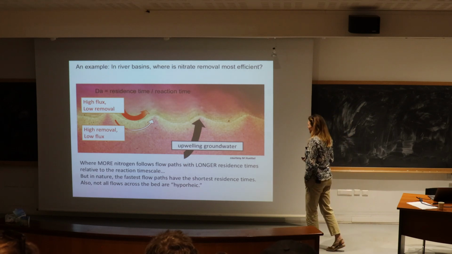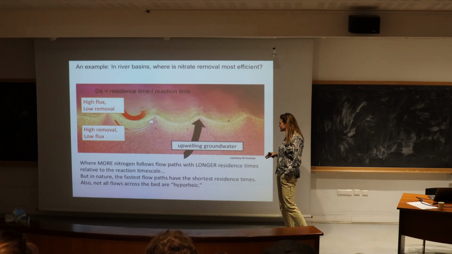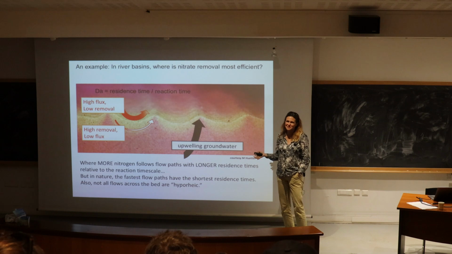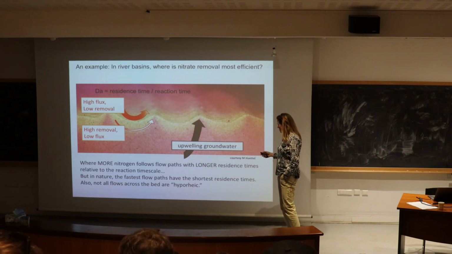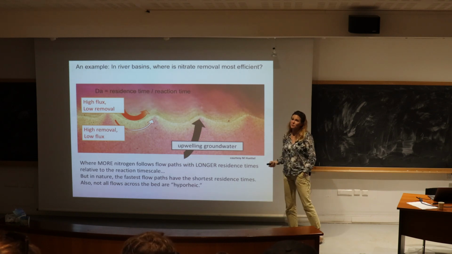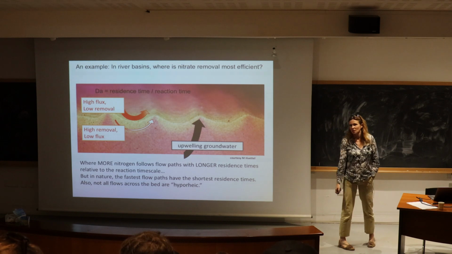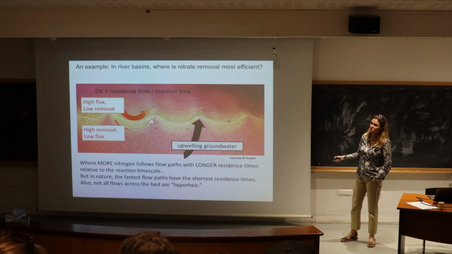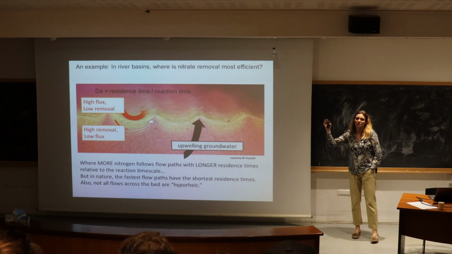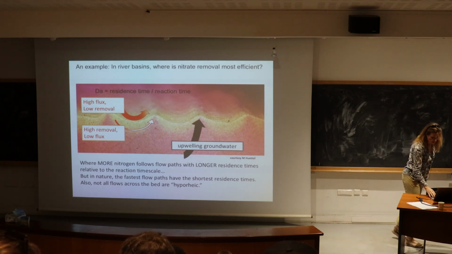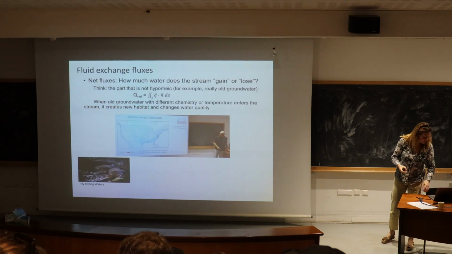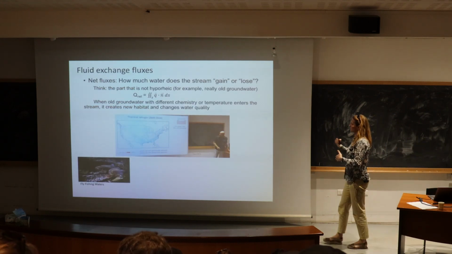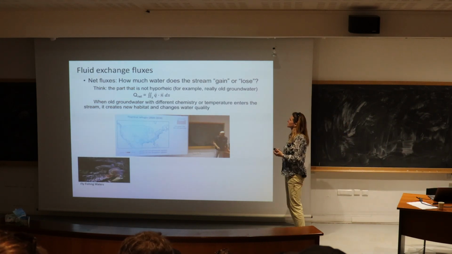Now the challenge though is that in nature the fastest flow paths have the shortest residence times. Another challenge is that not all flows across the bed are hyporheic, and so these upwelling flows, for example, can be new inputs of nitrate. And we also want to know about nitrate transformations along those flow paths before that groundwater emerges within the stream. But we can conveniently start by thinking about the hyporheic flow paths and what happens to stream water that's already in the stream, being essentially cleaned.